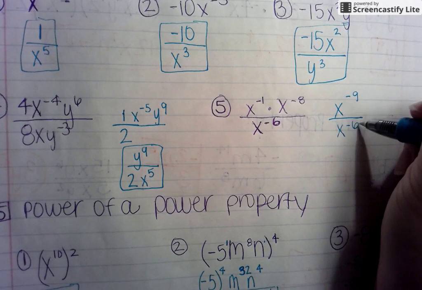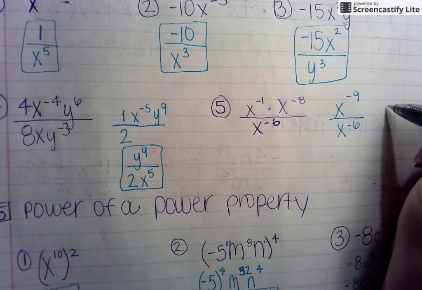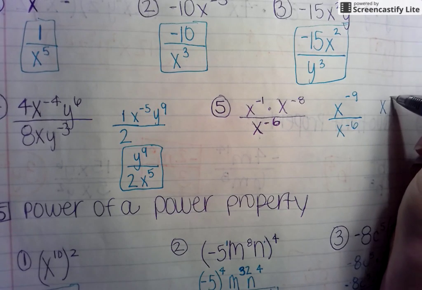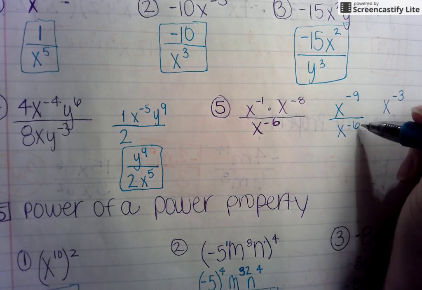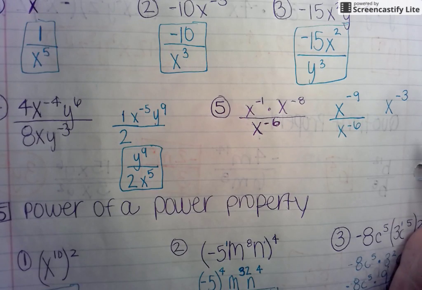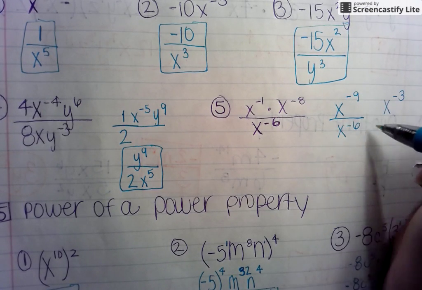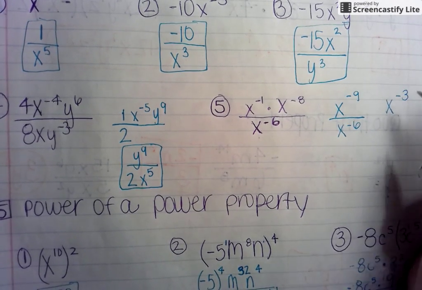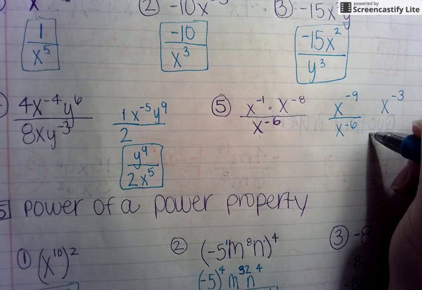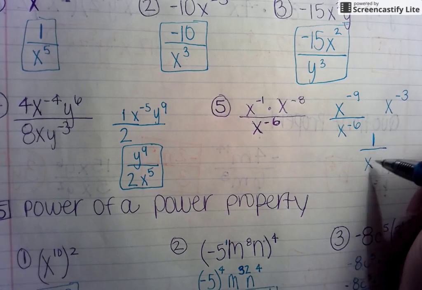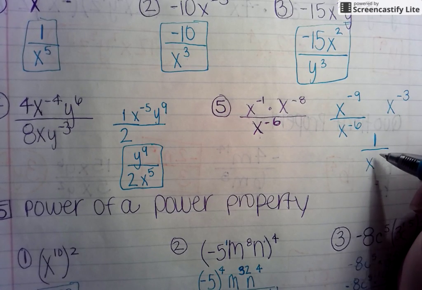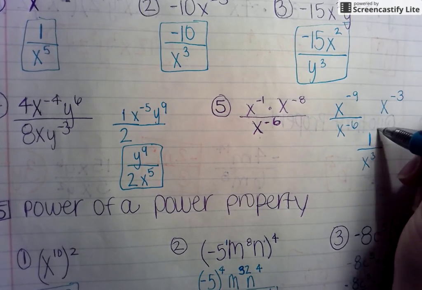Okay, because you're dividing, you're going to subtract the exponents, so it would be x to the negative third, because negative 9 minus a negative 6 is going to turn into a positive 6. So it would be negative 9 plus 6, which is x to the negative third. And then I'm going to switch it, because right now it's in the numerator, so I'm going to switch it to the denominator, and have 1 over x to the third as my final answer.